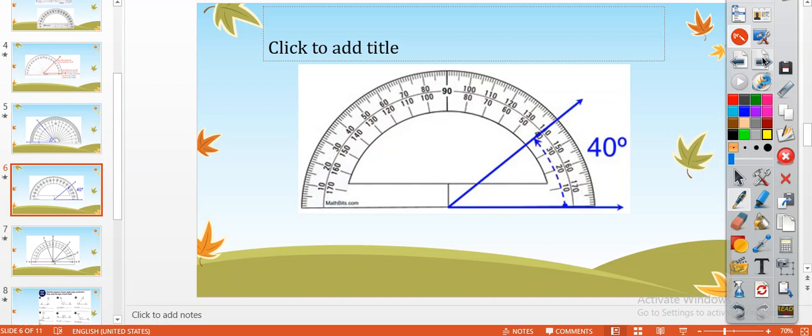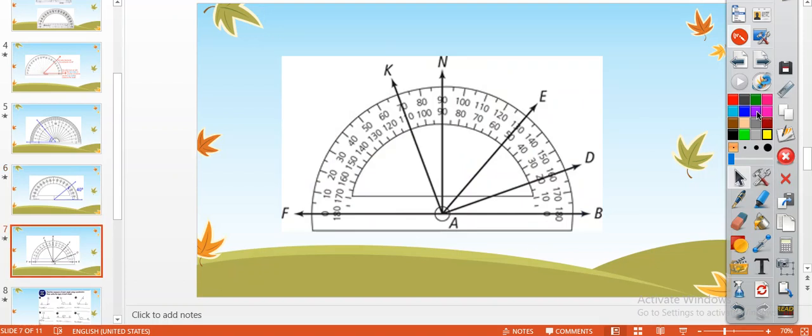Okay, take a look at the questions on slide 7 here. We have many angles. Let's, for example, ask about the angle BAN. What is the measurement of this angle? Remember, start from the 0, 10, 20, 30 until 90. It intersects with 90. Okay, take a look at this angle BAK.